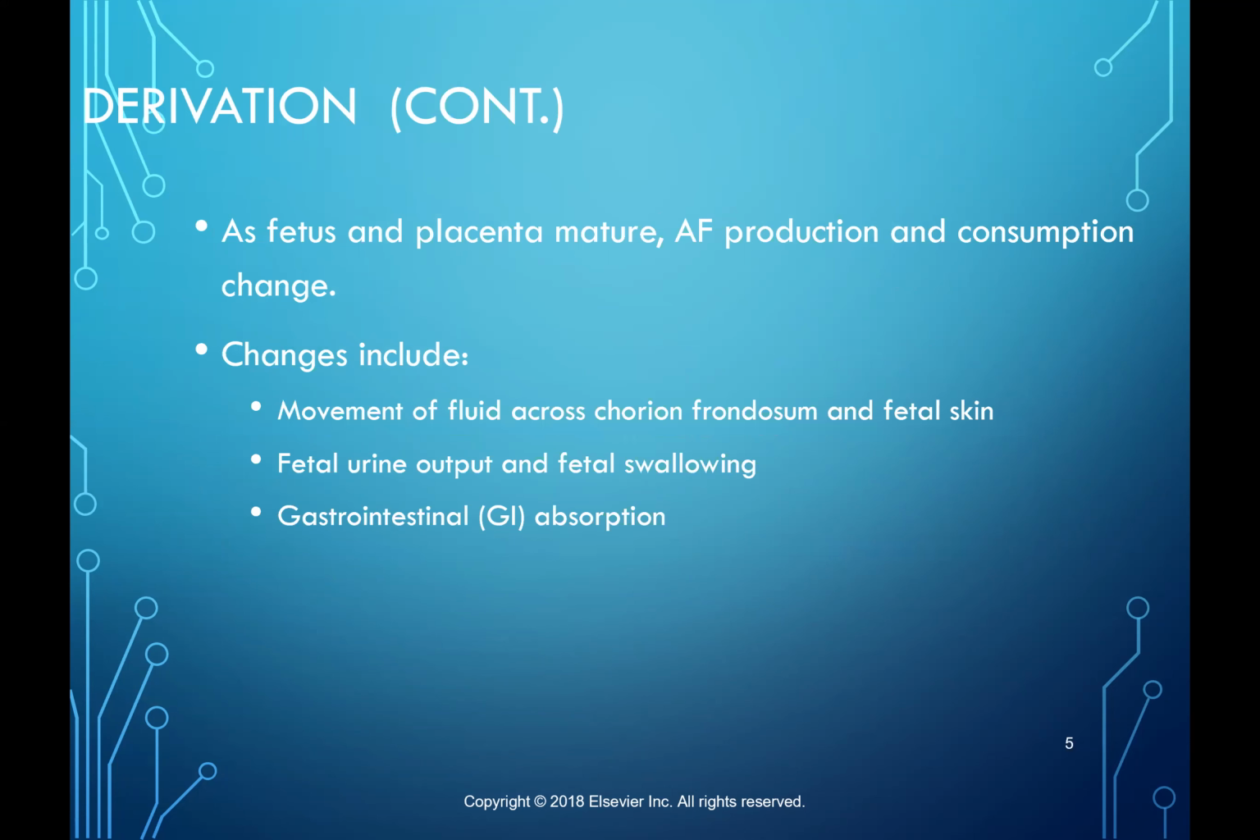As the fetus and the placenta mature, amniotic fluid production and consumption change. The changes include movement of the fluid across the chorion frondosum and the fetal skin. The fetal urine output and fetal swallowing is a huge thing later on in the second trimester, and GI absorption.